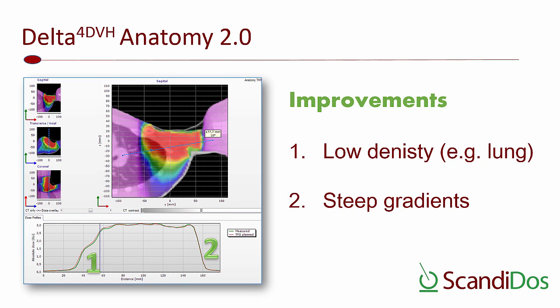If we look at a more clinical example, we here have a case with a patient with a tumor in the head and neck region. And there's also some dose given to the lung. And in Anatomy 2.0, we have a lot better handling of low density regions, such as the lung here, where you can see at number 1, we have very good agreement between the planned and measured dose. And Anatomy 2.0 has also an improved handling of steep gradients, which is illustrated here at number 2. So we have better resolution, we have better handling of low density areas, and also better handling of steep gradients.